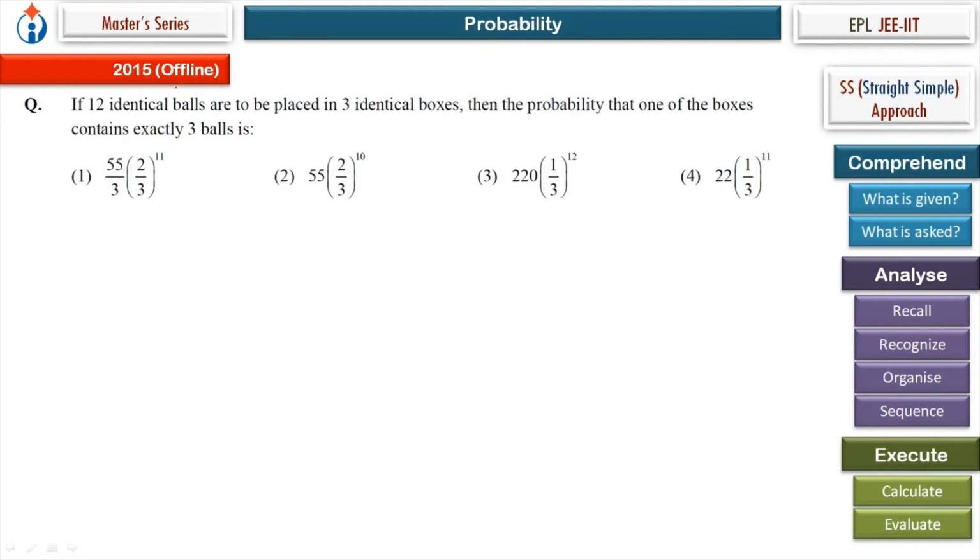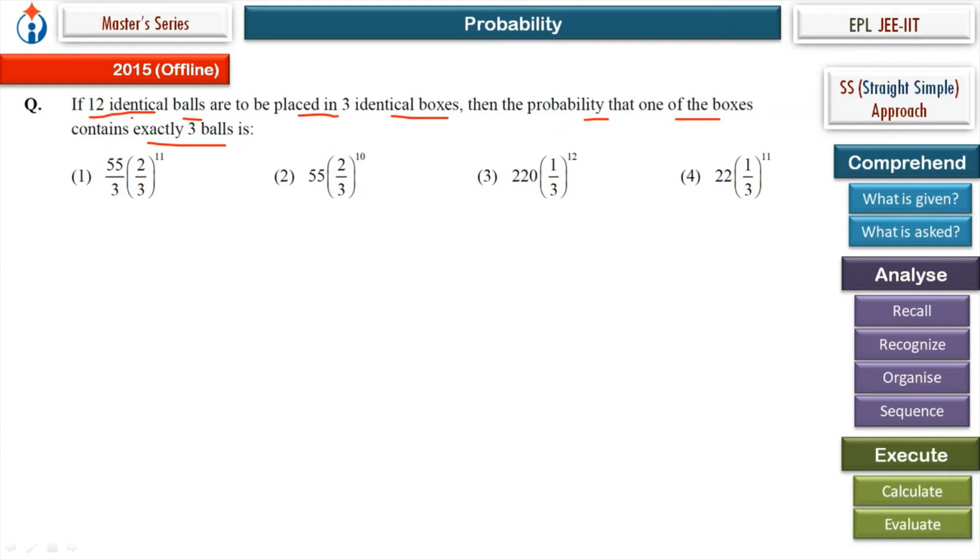2015 offline, JEE Main paper. What is given? Let's comprehend. If 12 identical balls are to be placed in 3 identical boxes, then the probability that one of the boxes contains exactly 3 balls is.